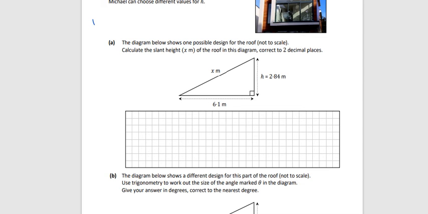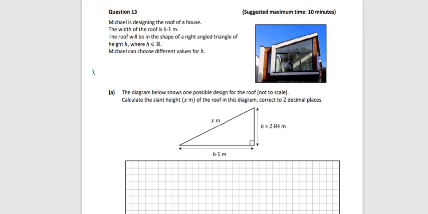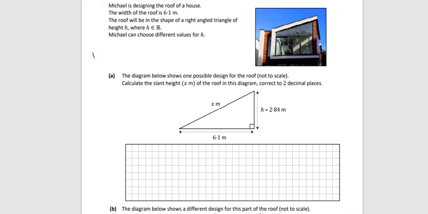Hi folks, this is question 13. Part A here is just a simple right angle triangle, so it's a nice enough question. It's asking us for one of the sides and it's giving us two other sides, so we just need to use Pythagoras here. So a squared equals b squared plus c squared.